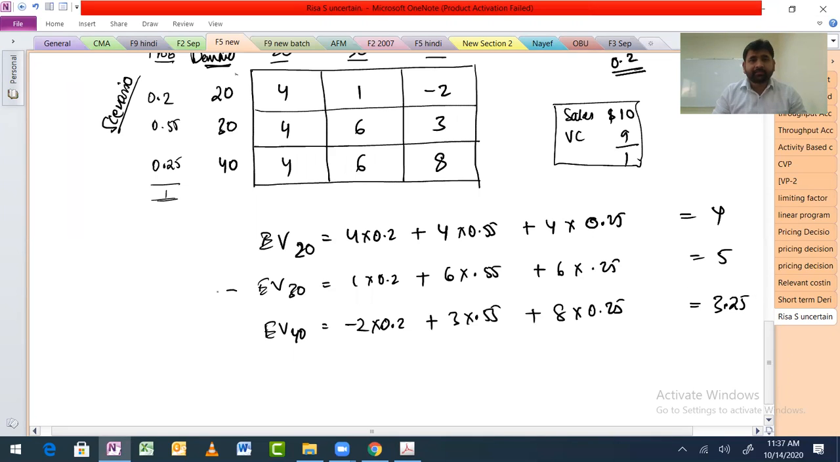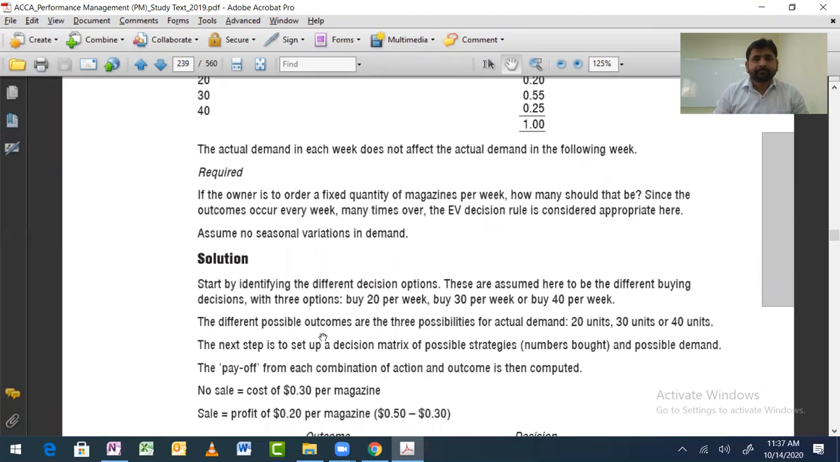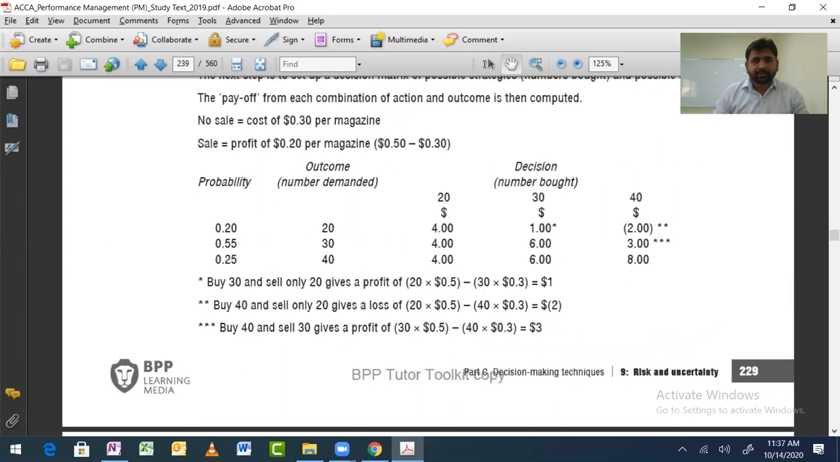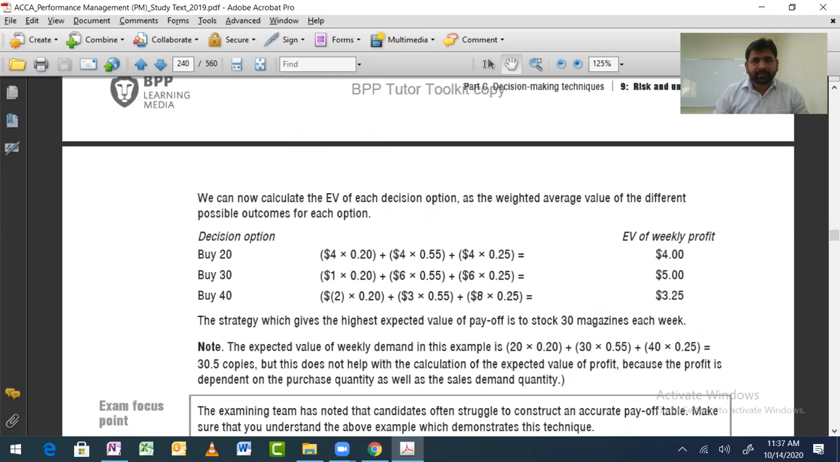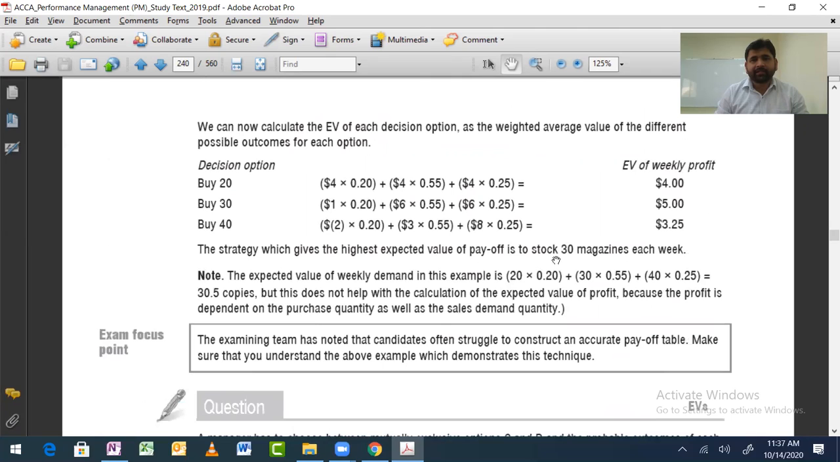So this is the best, right? So we'll order 30 books. They have done all this, the maths and everything, and 3.25. And finally, the strategy is 30 magazines each week. Are we fine with that?